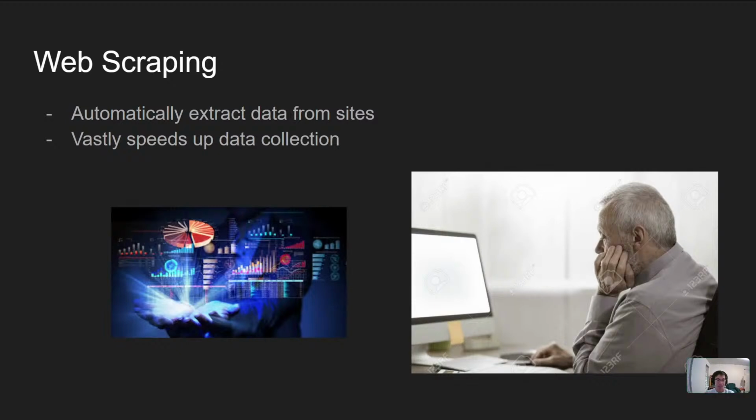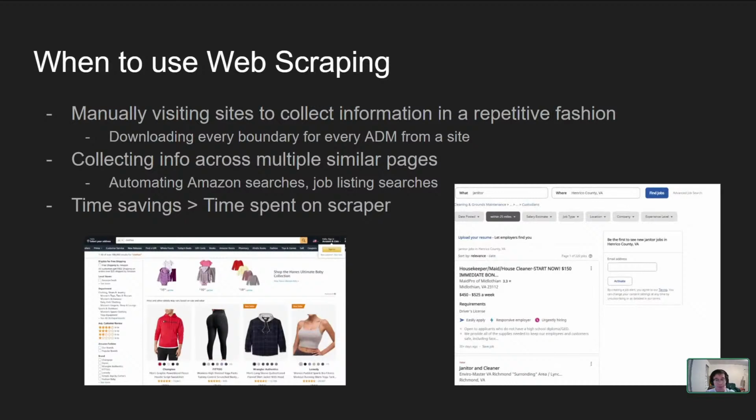Alrighty, so very basic web scraping. We want to automatically extract data from sites, and it really speeds up data collection. You don't have to have all these grunts go to these sites and collect various different things. If you have a robot do that instead, you can just have it do it. Robots work 24/7 without rest, and it's faster.